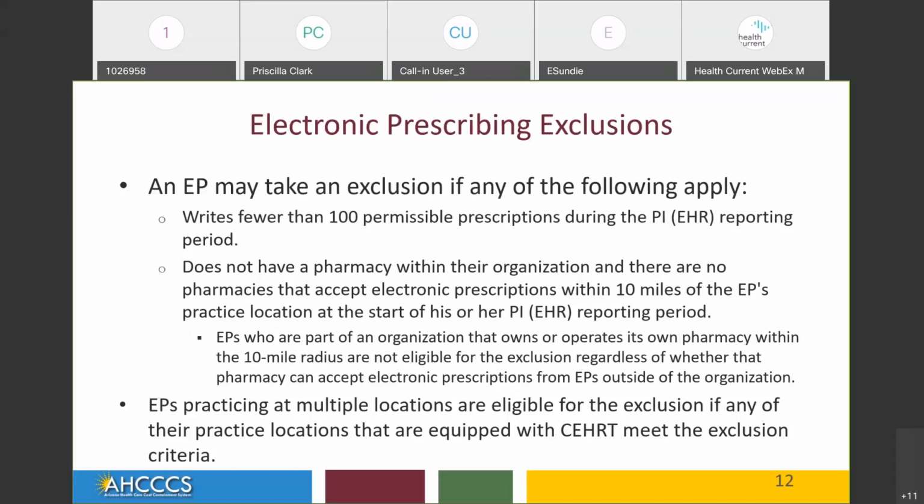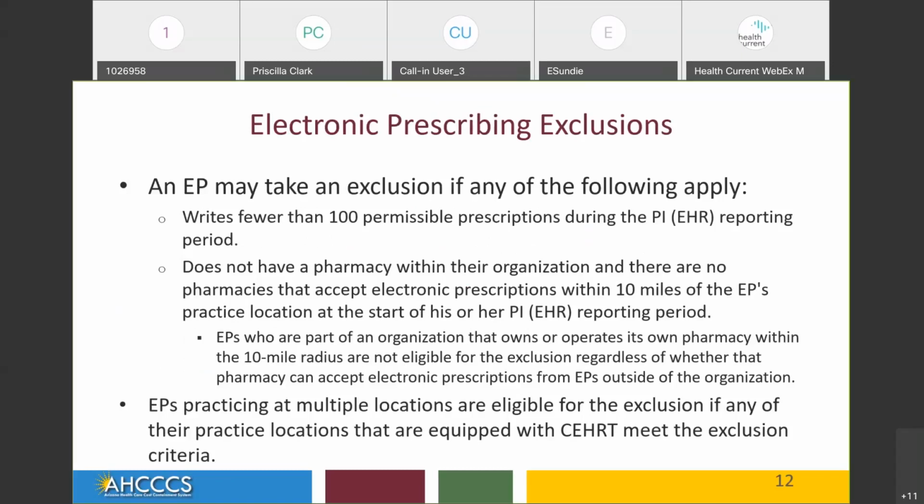The first exclusion: an EP may take an exclusion if any of the following apply. The EP writes fewer than 100 permissible prescriptions during the PI reporting period, or does not have a pharmacy within their organization, and there are no pharmacies that accept electronic prescriptions within 10 miles of the EP's practice location at the start of his or her PI reporting period.